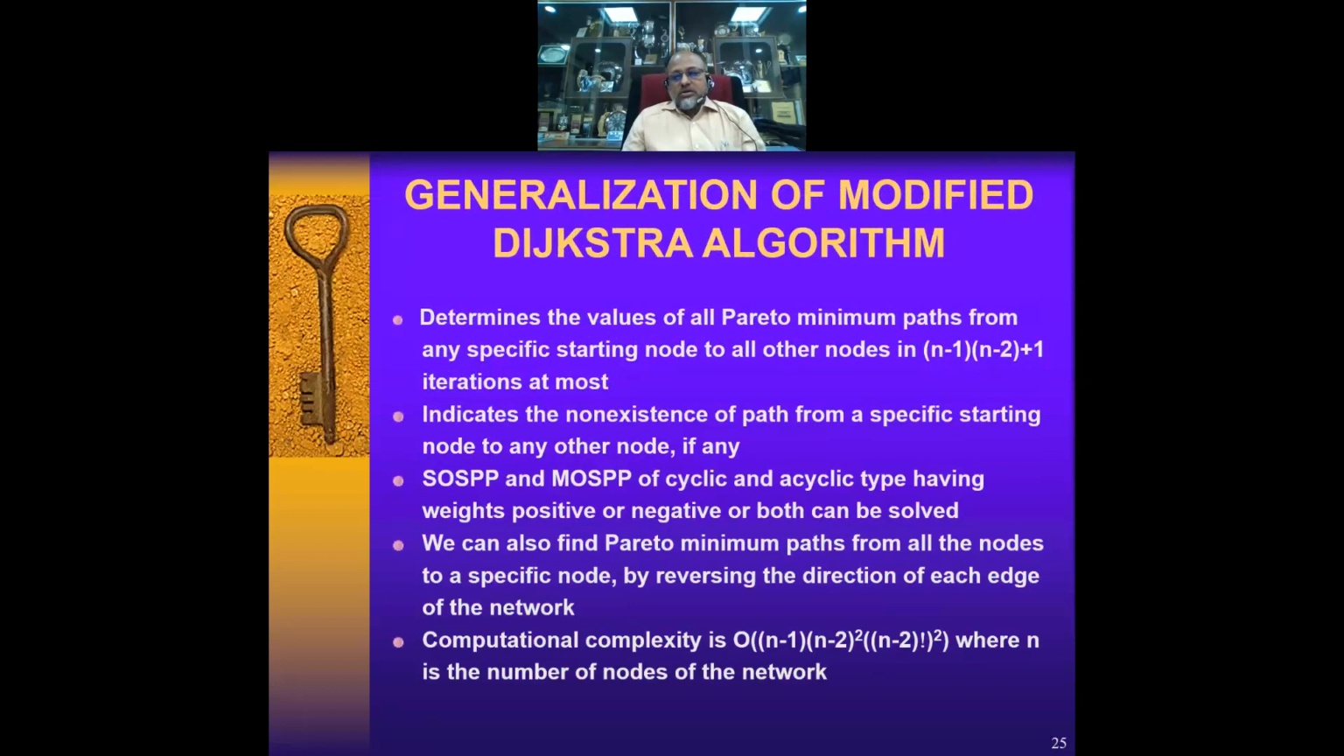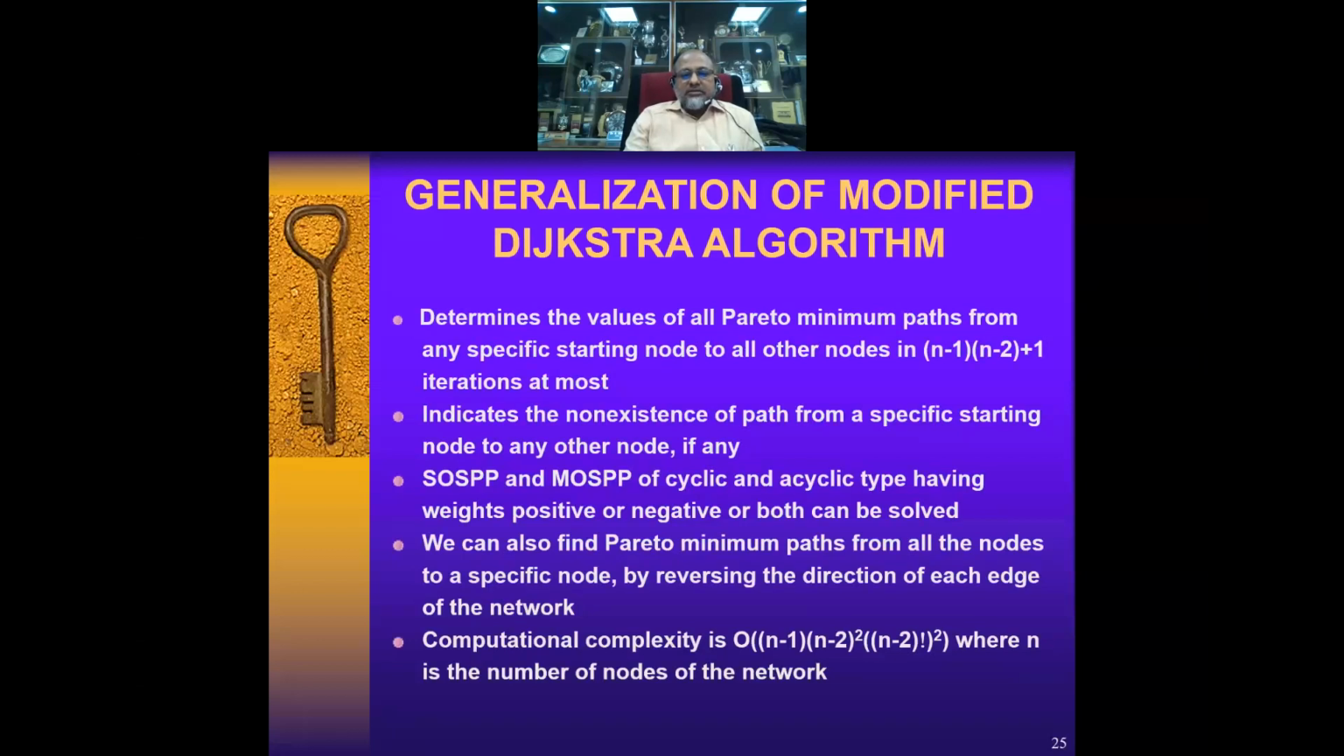I don't want to go into the details of how we can apply the algorithm. One can see it in the research article. But here the computational complexity of the generalization of modified Dijkstra's algorithm developed by us during the year 2003 is order of (n-1)(n-2)^2 into ((n-2) factorial) whole squared. It is also a worst case analysis. This algorithm is an exponential algorithm. Compared to the Corley-Moon algorithm, this algorithm is better for a small number of nodes.